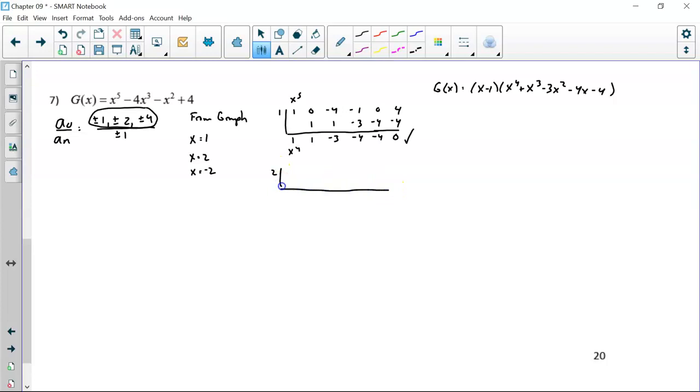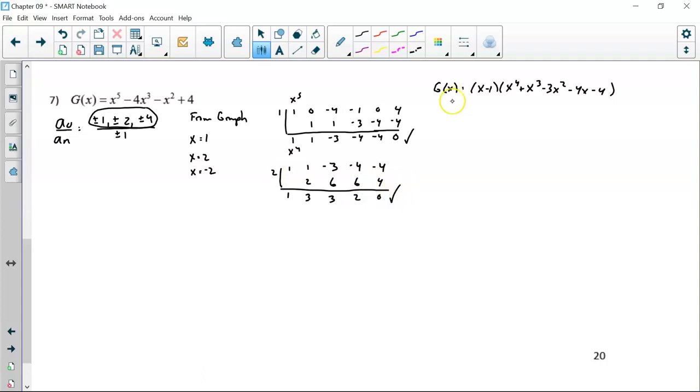Now we don't use our original polynomial, we use the 1 right above. 1, 1, negative 3, negative 4, negative 4. Bring down the 1, 2 times 1 is 2. Add, you get a 3. 2 times 3 is 6. Add, you get a 3. 2 times 3 is 6. Add, you get a 2. 2 times 2 is 4. When you add, you get a remainder of 0.